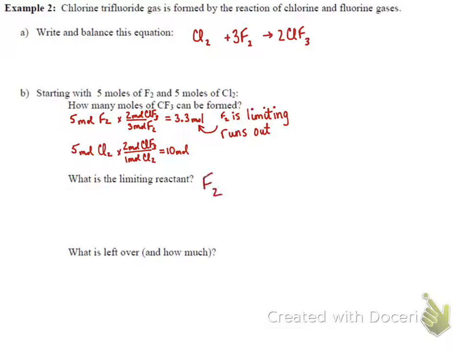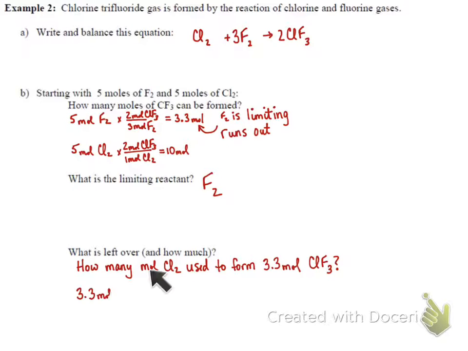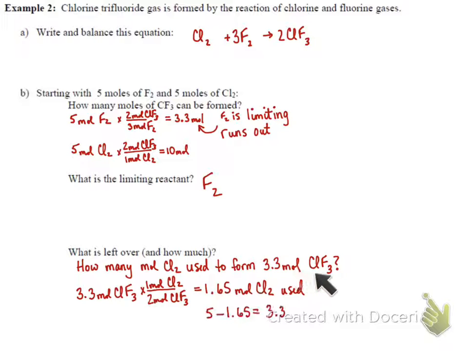So F2 is limiting, it runs out first. And what's going to be left over? So we're going to do a little bit more math here. We have to figure out how many moles of chlorine get used when we make our theoretical yield of 3.3 moles of product. So that's our given, 3.3 moles of product. We know we're going to use 1 mole of chlorine for every 2 moles of product. So we are going to use 1.65 moles of chlorine. We start with 5. We subtract out how much gets used, 1.65. And this is the amount of chlorine left over.